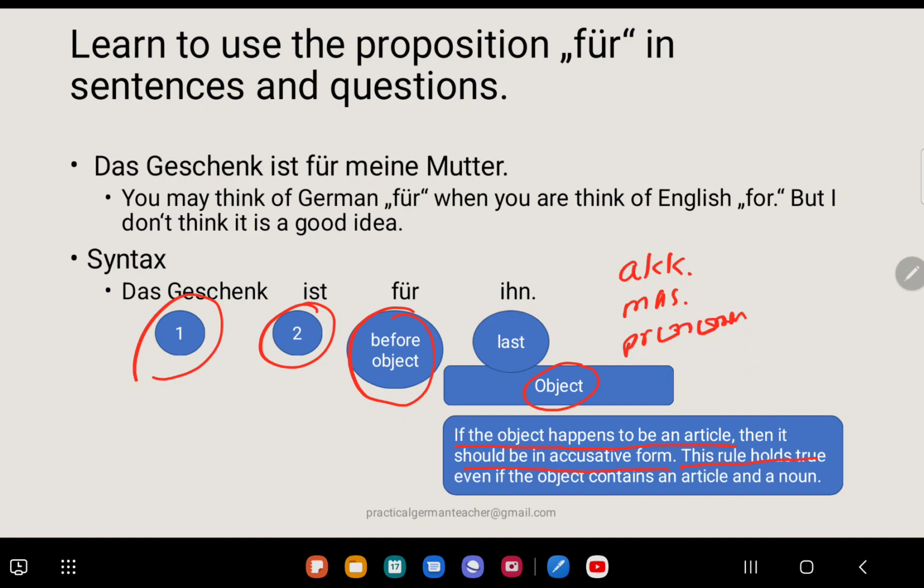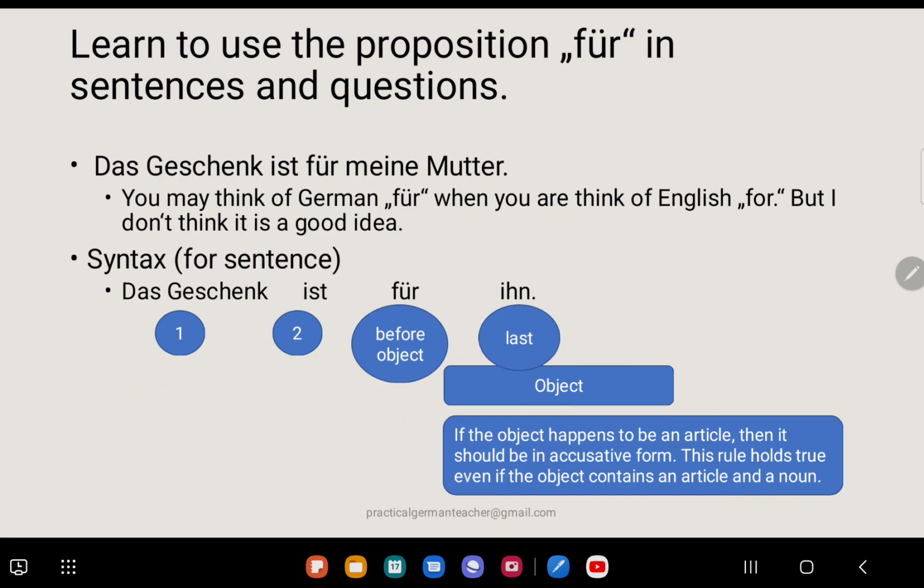Okay, and this rule holds true even if the object contains an article and a noun. If you want to say the gift is for the man, you will say "für den Mann". You have the object and then the article right there, but not "der", because what comes after "für" will be in the accusative case, so "der" becomes "den".